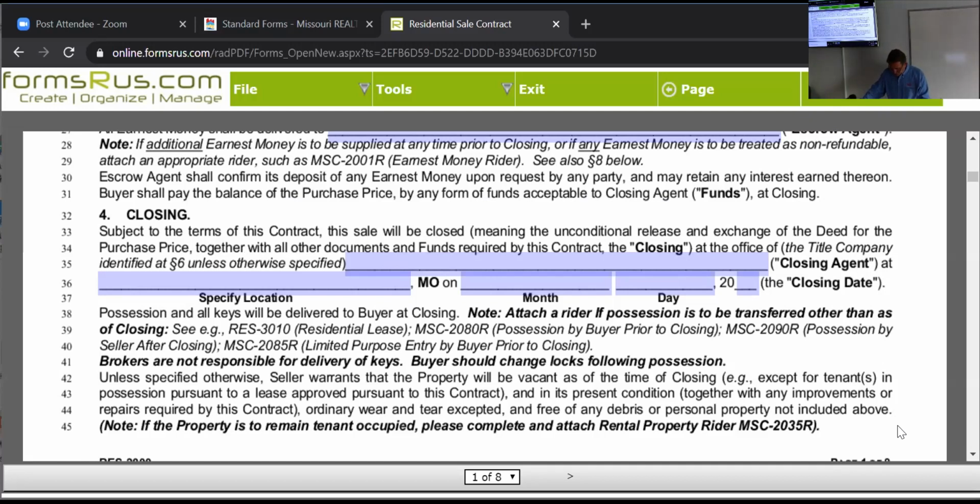On lines 42 through 45, unless specified otherwise, the seller warrants that the property will be vacant at the time of closing, except for tenants, and that's a whole different situation. You won't run into that often. And in its present condition, together with any improvements or repairs required by the contract, ordinary wear and tear excepted, and free of any debris or personal property not included above.